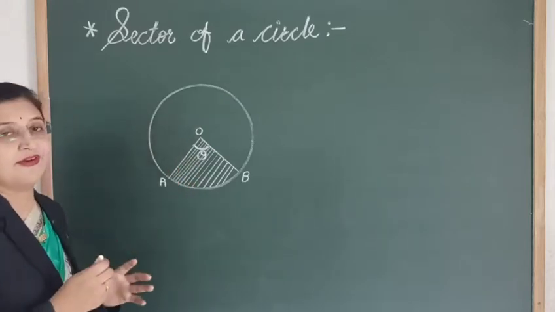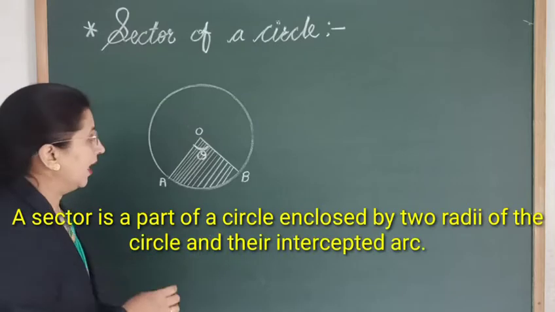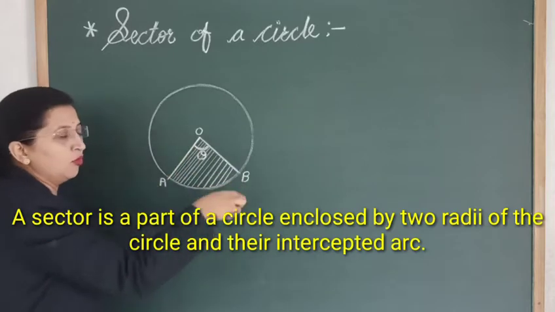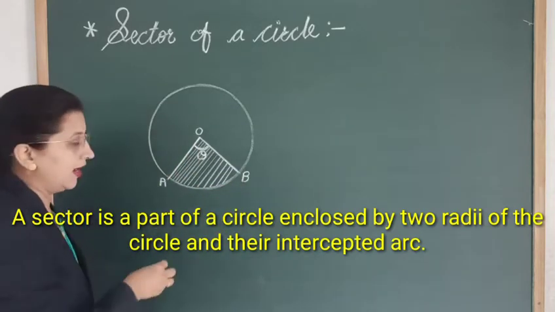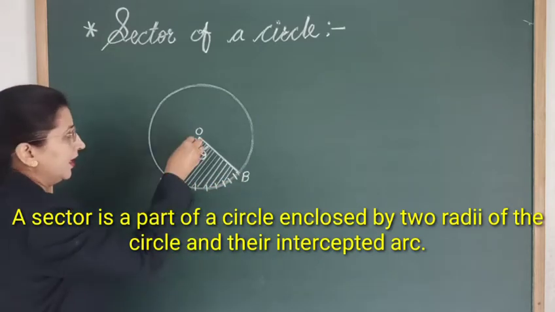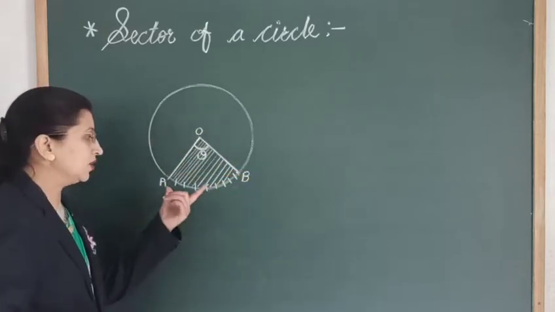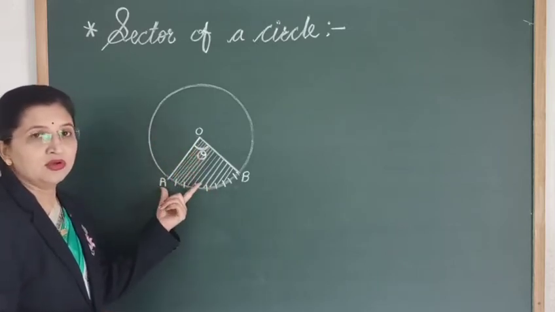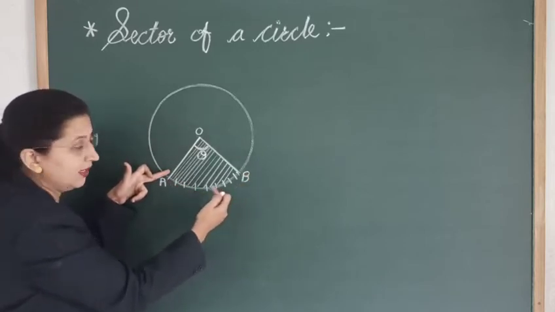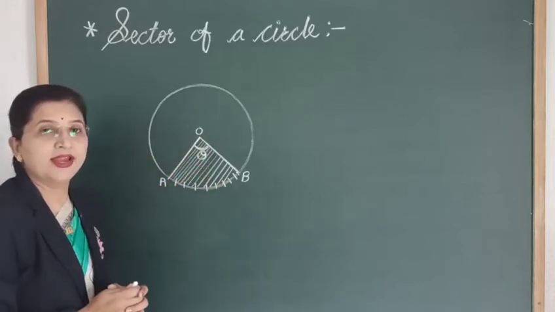So here we can define the sector. Sector is the part of a circle enclosed by two radii. OA and OB are the two radii, and they intercept the arc AB. So the part of this circle enclosed by these two radii OA and OB and their intercepted arc AB is called the sector of a circle.